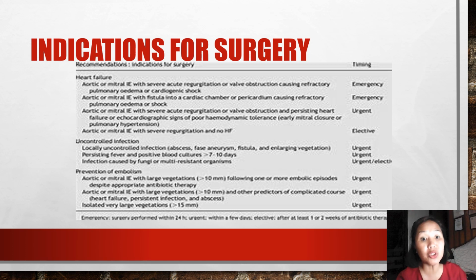Another indication is uncontrolled infection, and the other is aortic or mitral infective endocarditis with large vegetations of greater than 10 millimeters following 1 or more embolic episodes despite appropriate antibiotic therapy, aortic or mitral infective endocarditis with large vegetations greater than 10 millimeters and other predictors of complicated course like heart failure, persistent infection, and abscess, isolated very large vegetations of greater than 15 millimeters.